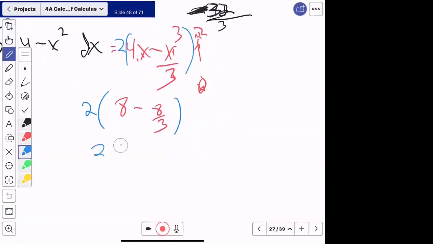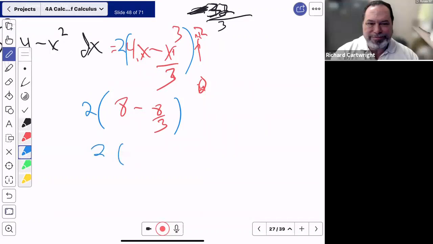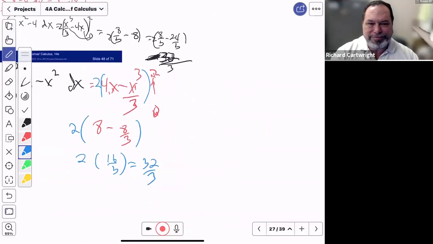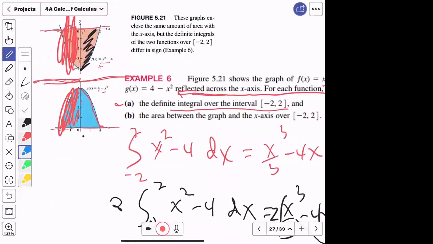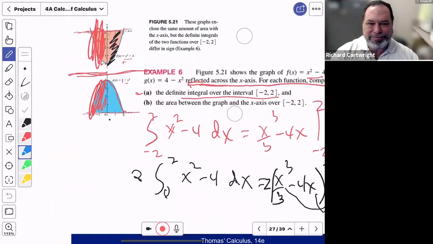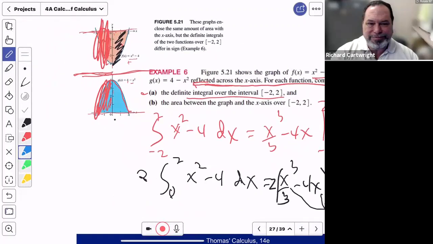That's 2 times 24 thirds, the positive 16 thirds, so that's 32 thirds. Is Andres correct? Are they the same? No, one's negative. You knew that was going to happen. Why didn't you tell us? He wanted to trick us. Oh, you mean the total area is the same, but the integral is not the same. The integral is sort of like displacement.